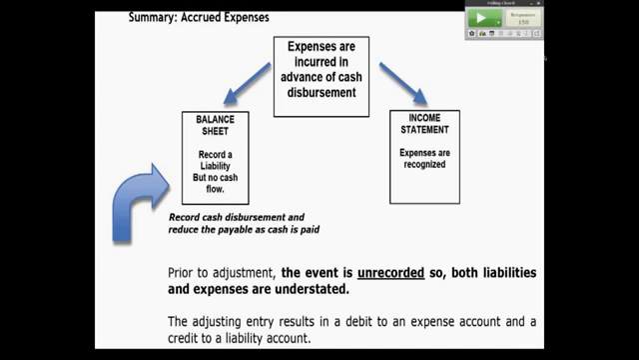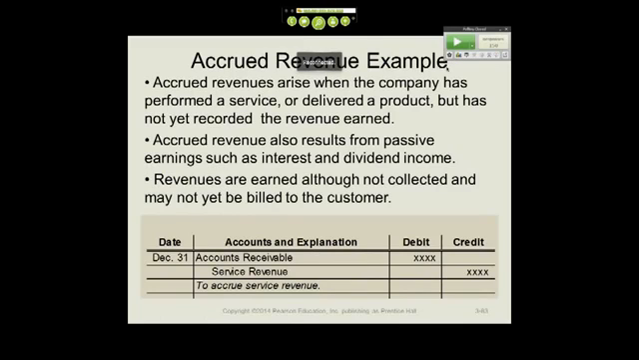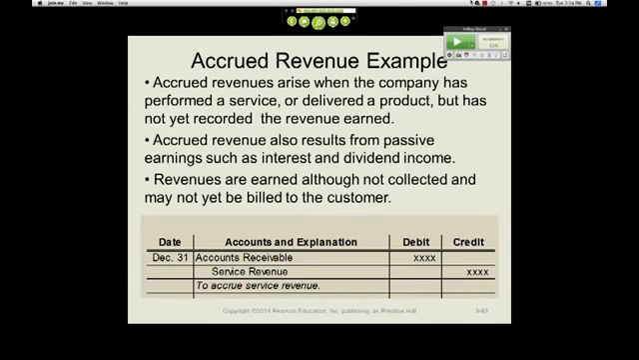And again, prior to the adjustment, the event is unrecorded so that both liabilities and expenses are understated, and of course you debit the expense and credit the liability account. Okay. Now, one more example, and that is an accrued revenue. So accrued revenues, these are also, I think, a lot easier, but let's go to the definition.